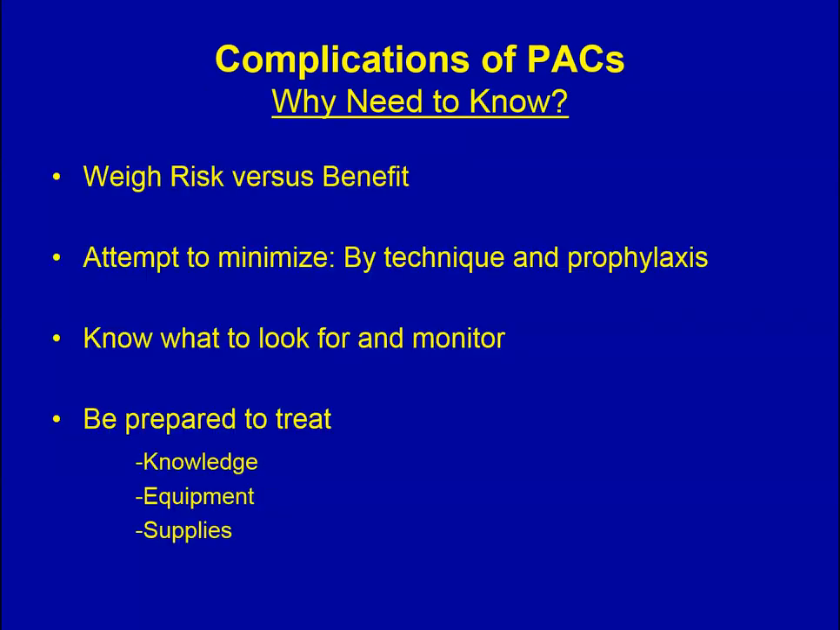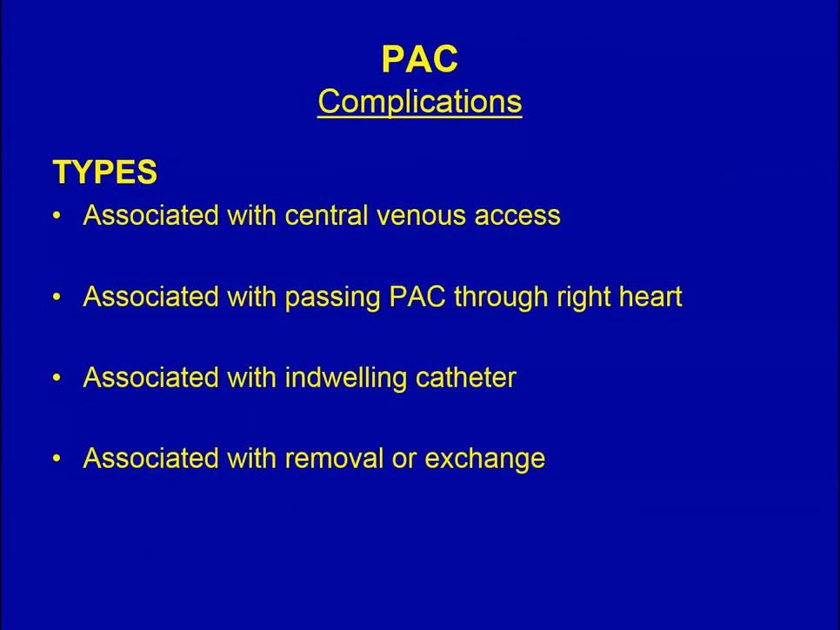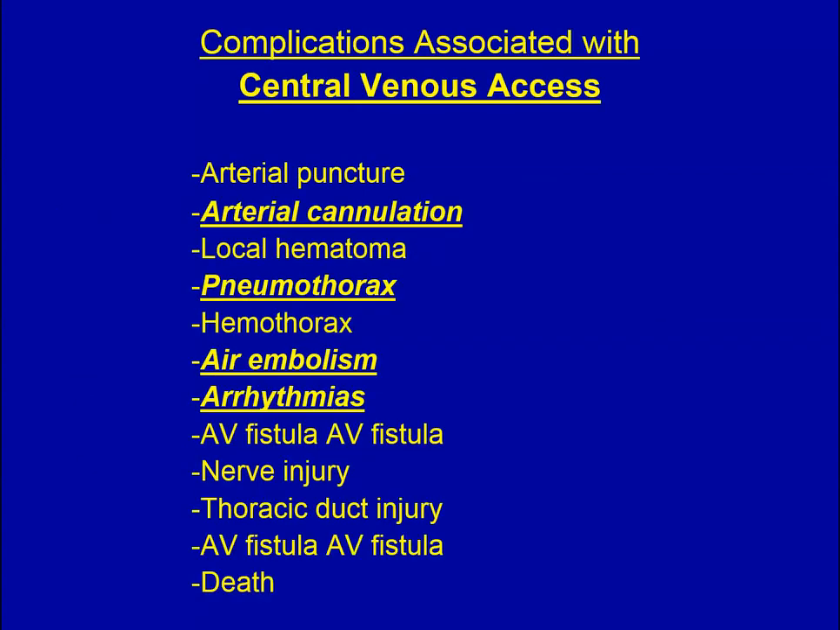Why do we need to know about complications? We need them in order to weigh risk versus benefit, to attempt to minimize them, to know what to look for and monitor, and be prepared to treat a complication if it occurs. The complications can be arbitrarily divided between those associated with central venous access, those associated with passing the catheter through the right heart, those associated with indwelling catheter, and those associated with removal of the catheter or exchanging it.